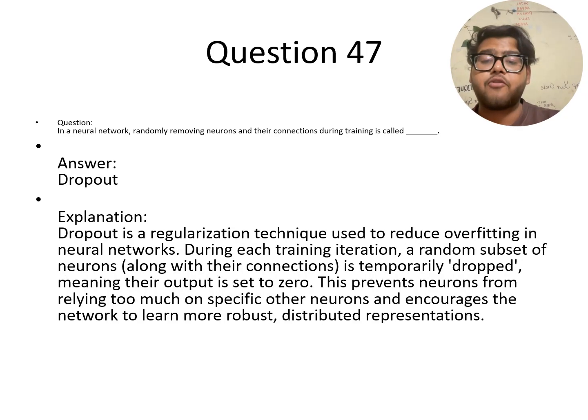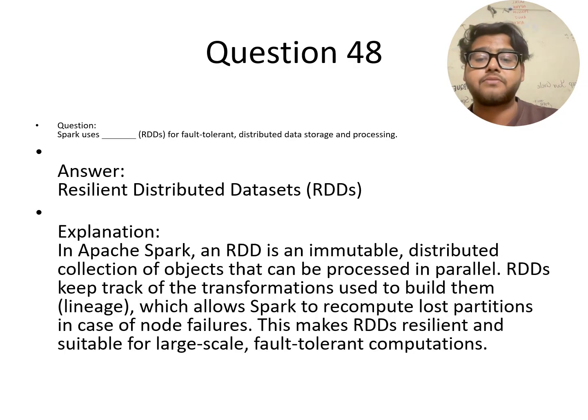In question number 47, we have in a neural network, randomly removing neurons and their connection during training is called dash. So it is called dropout. Dropout is a regularization technique used to reduce overfitting in neural networks.